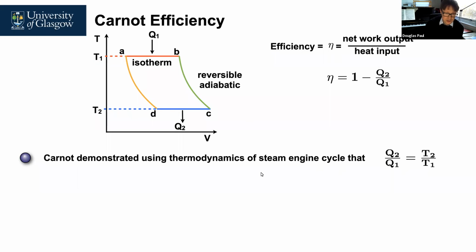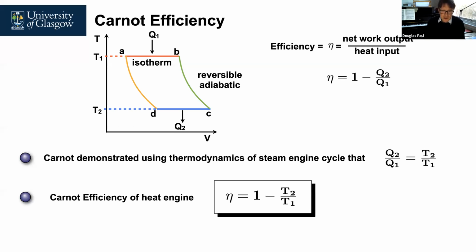Now, in fact, Carnot originally showed it just for his steam engine. It actually works in the Carnot cycle. So the Carnot efficiency of a steam engine is given as 1 minus T2 over T1. And since T2 is always smaller than T1 in any system, we basically have something that's always less than 100%.